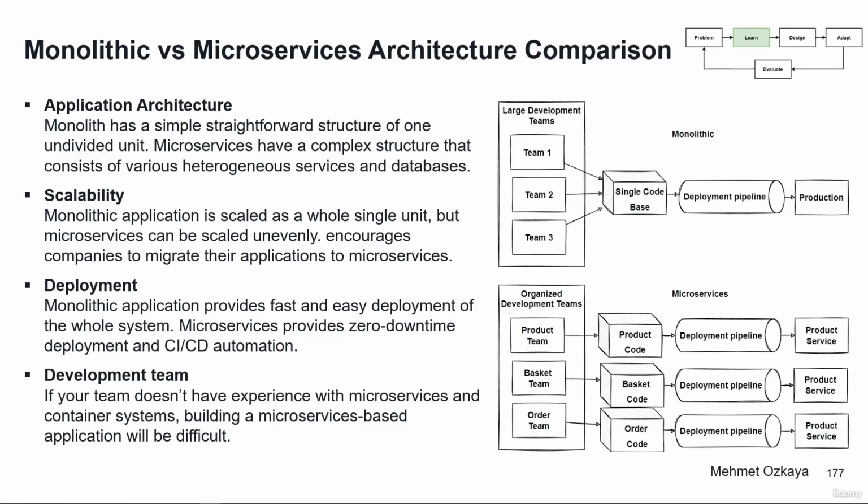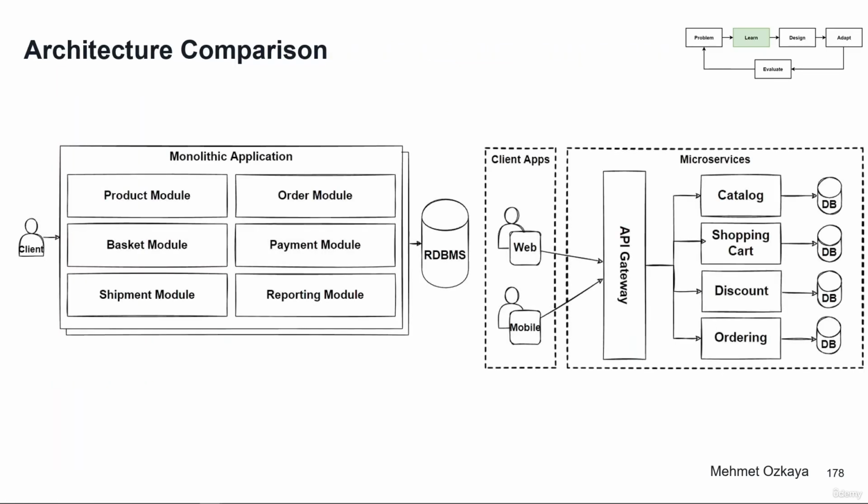Now let's make an architecture comparison in the architecture views. As you can see, this is the monolithic application with separate modules, and it uses a single big relational database. And here you can see the typical microservice architecture using an API gateway to accommodate client requests and spread these requests to internal microservices, and every microservice uses its own database, and each can use a different technology stack, and this will be independently scaled and independently deployable. So this is the architecture comparison of monolithic and microservices.